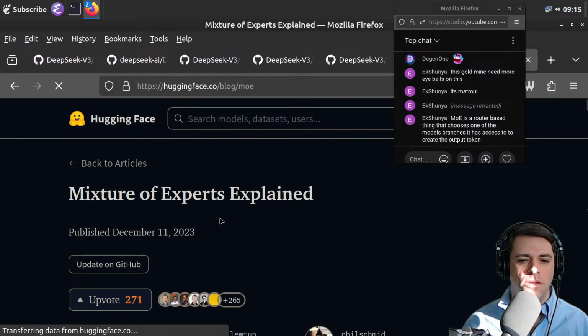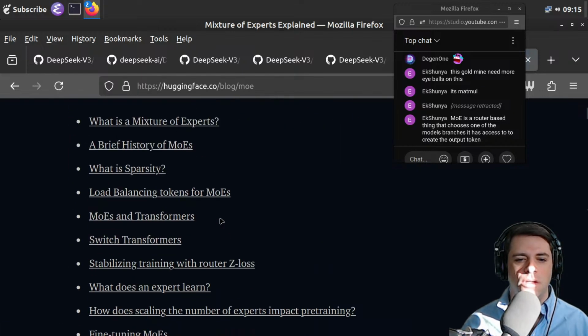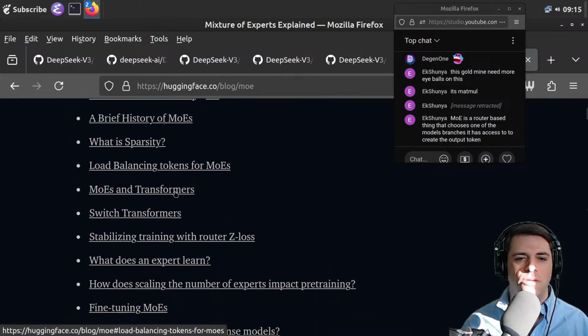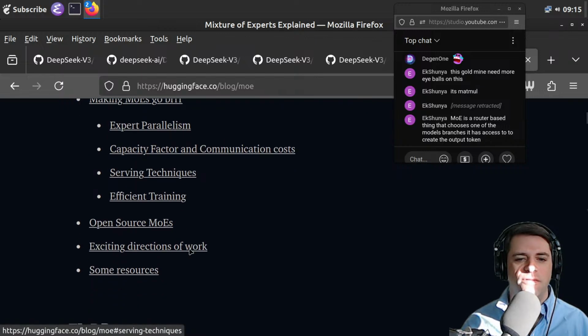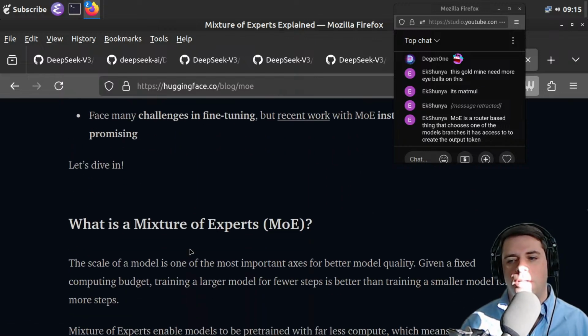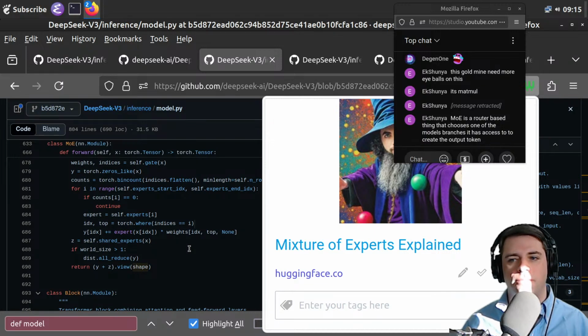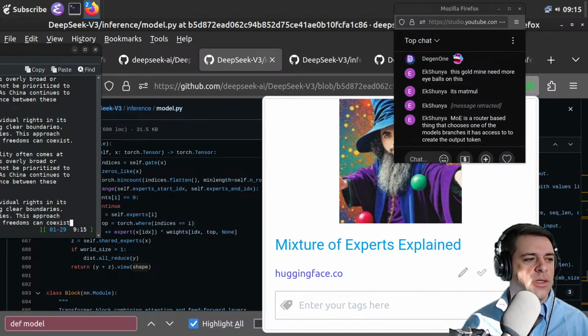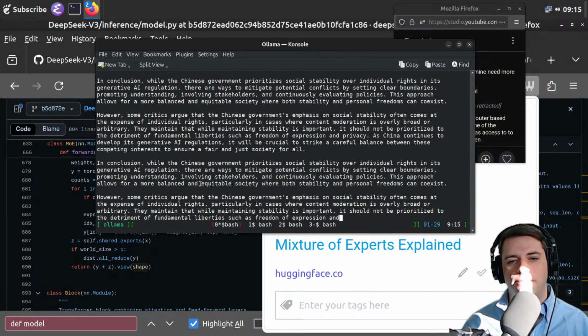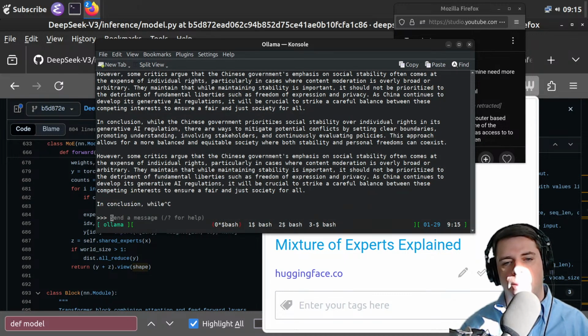Mixture of experts. So I'll learn about this. Load balancing for MOEs. What is sparsify? Serving techniques. Yeah. And we get this nice wizard AI image. Deepseek is still freaking out. I'll put it out of its misery.